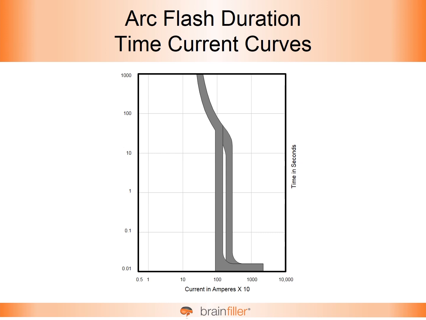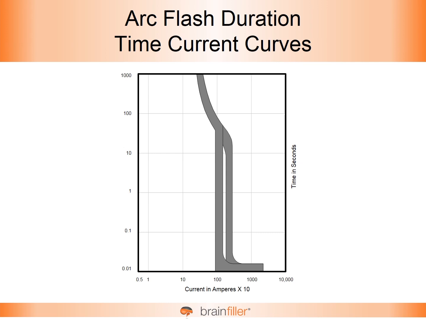The horizontal scale is current in amps, and it's actually adjusted by a factor of times 10. So in the lower left, we have 0.5, but it's really 0.5 times 10, so it represents 5 amps. The next one is 1, and that's actually times 10, so that represents 10 amps. The 10 represents 100. The 100 times 10 represents 1,000, and so on. This time current curve is actually adjustable. The vertical band on the left that goes all the way to the bottom is considered the low setting, and the vertical band on the right that goes all the way to the bottom is the high setting.